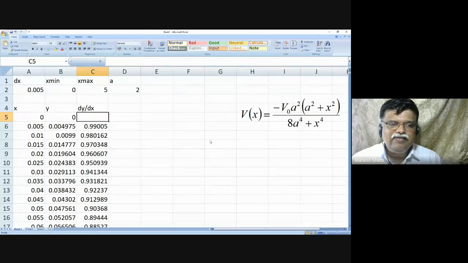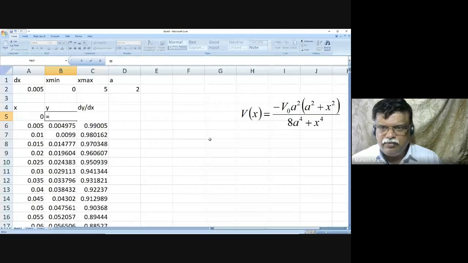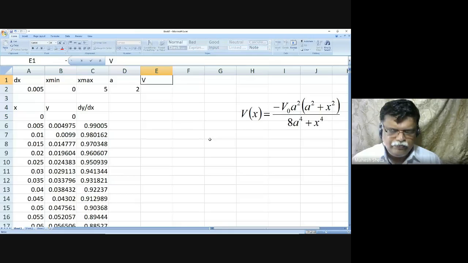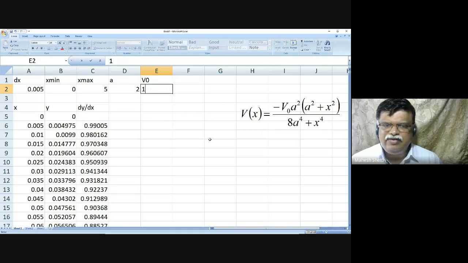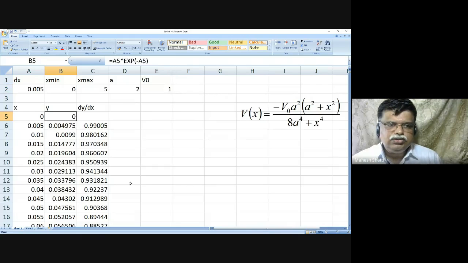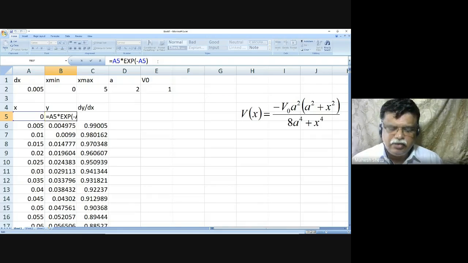Now I need to write the formula first. Remember that x is my A column value, and V0 also I need to take. So let me write V0 here. For the time being, I'm taking V0 as 1 because it is just a scaling factor, a multiplicative factor. Whereas a is not just a multiplicative factor because it is coming inside this bracket along with the addition of x square, and also in the denominator where you are adding with x raised to 4 this 8a raised to 4. So a is not a scaling factor, but V0 is a scaling factor. Okay, so let me write this function here.